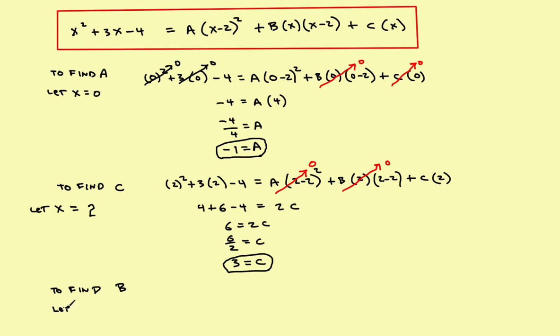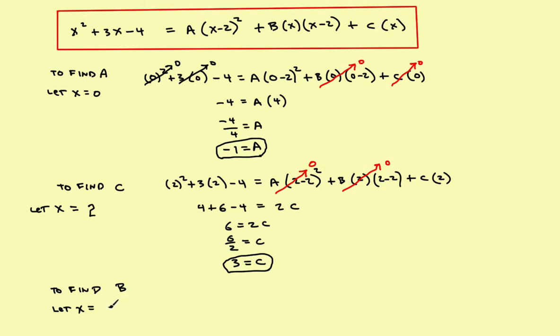let X equal, and listen carefully to how to say this now, let X be anything other than the two values that you've used previously. So you can't let X equal 0 because you've already used that. You can't let X equal 2 because you've already used that. So neither one of those two values would get you anywhere. So basically, you can let X be anything other than a 0 and a 2, and you'll have an equation that you can solve for B.